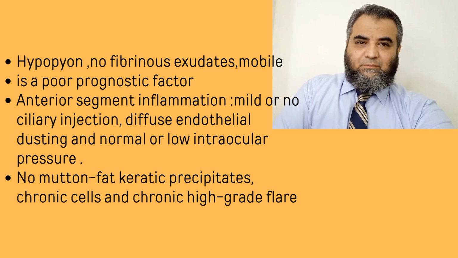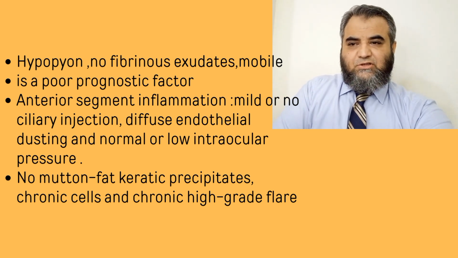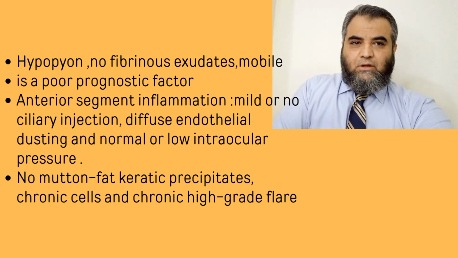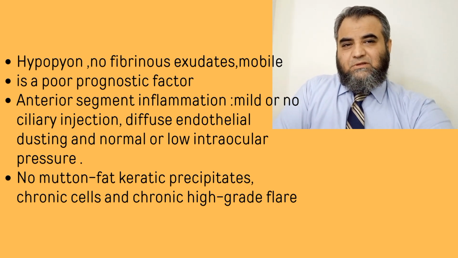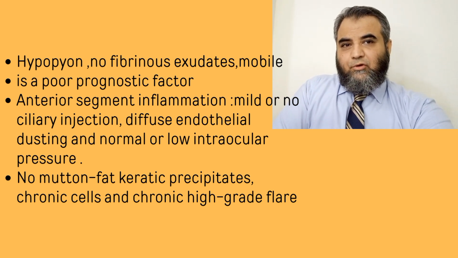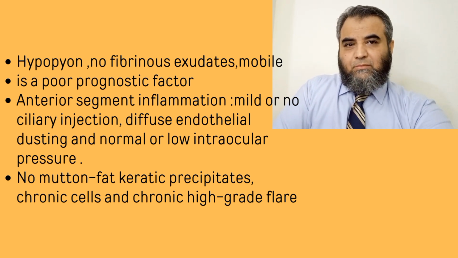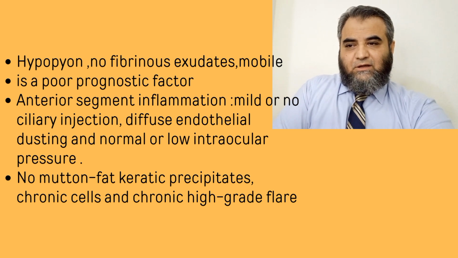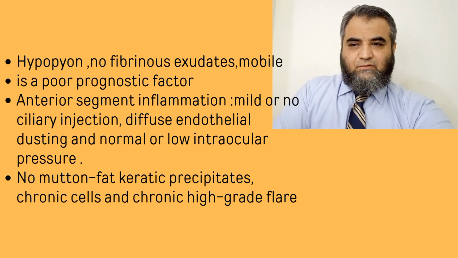If we talk about anterior segment inflammation, there is mild ciliary congestion, diffuse endothelial dusting, and normal or low intraocular pressure. When that much inflammation is going on, the ciliary bodies are also involved. Their production of aqueous humor is also compromised, so it is possible to have low intraocular pressure. Yes, and there are no mutton fat KPs, and no chronic cells or chronic high-grade flare.